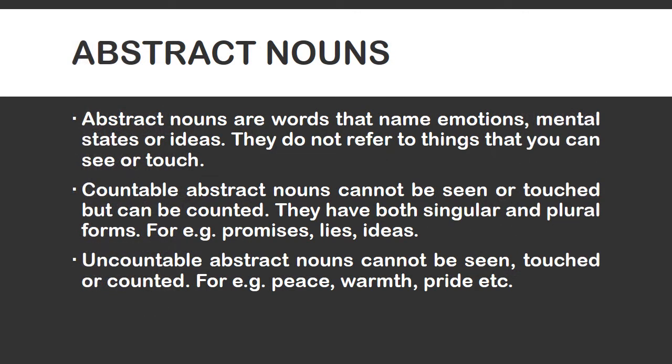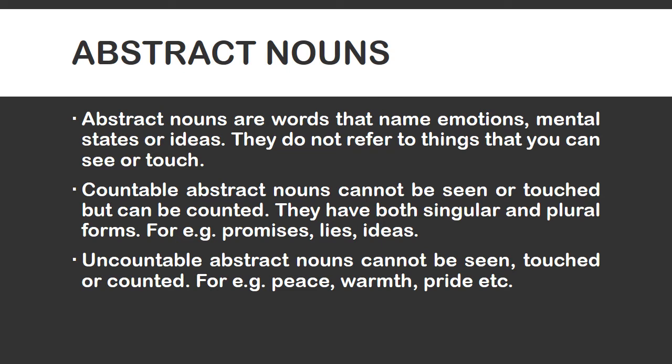Next, the classification is of abstract nouns and concrete nouns. Abstract nouns are words that name emotions, mental state, or ideas. They do not refer to things that you can see or touch. So basically, the nouns which cannot be seen or touched are abstract nouns. Now further, they can be divided into countable abstract nouns and uncountable abstract nouns.